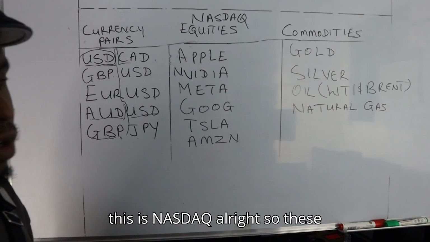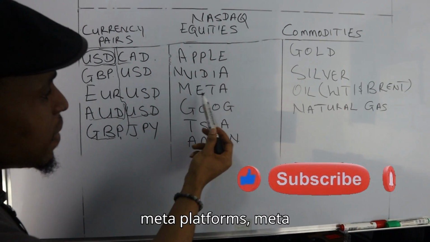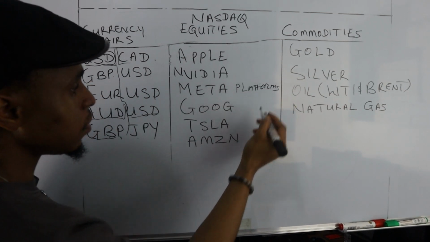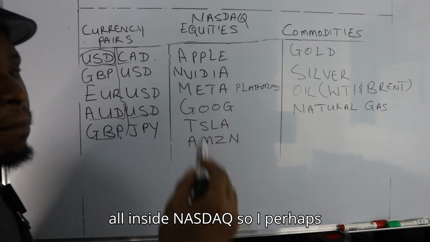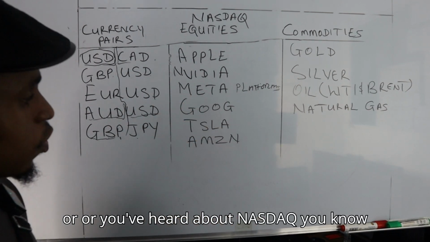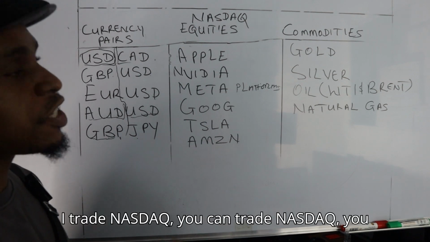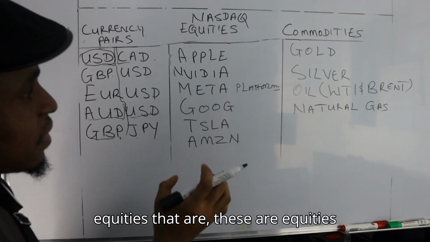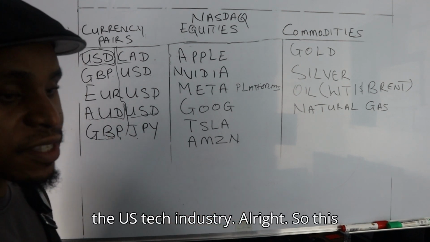This is Nasdaq. All right. So these companies, Apple, Nvidia, Meta Platforms, Google, Tesla, and Amazon, they are all inside Nasdaq. So perhaps you've heard about SPY, S&P, or you've heard about Nasdaq. So these are the companies that are inside Nasdaq, right? So I trade Nasdaq. You can trade Nasdaq. You can trade S&P 500. So these are equities that kind of calibrate the US tech industry.